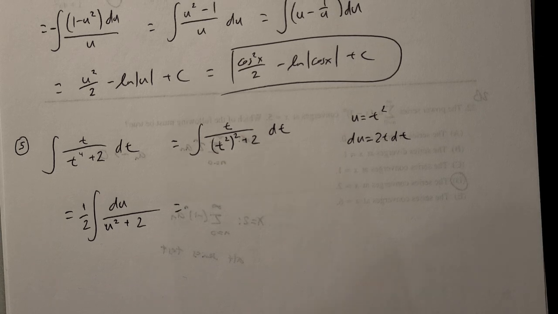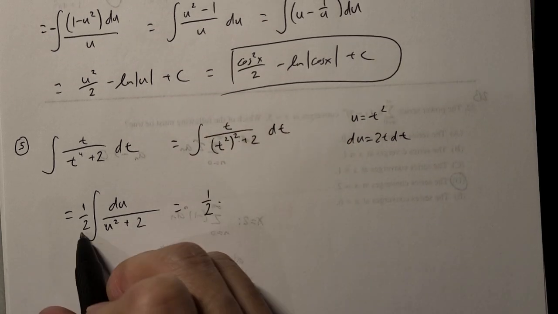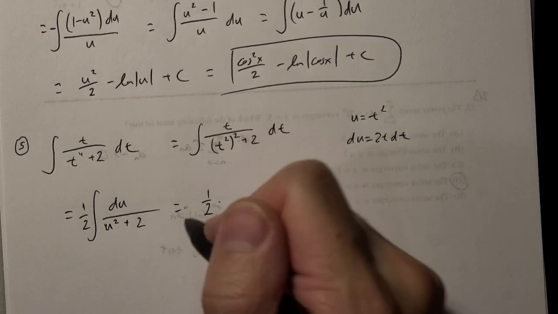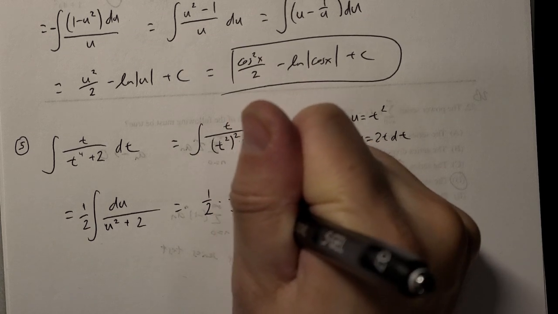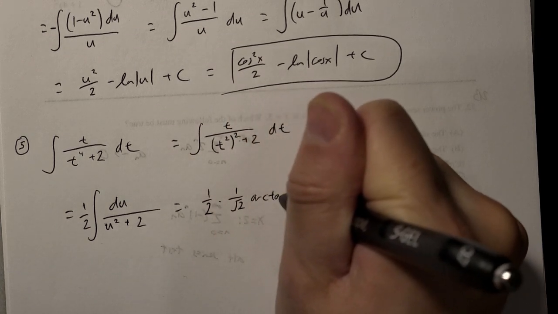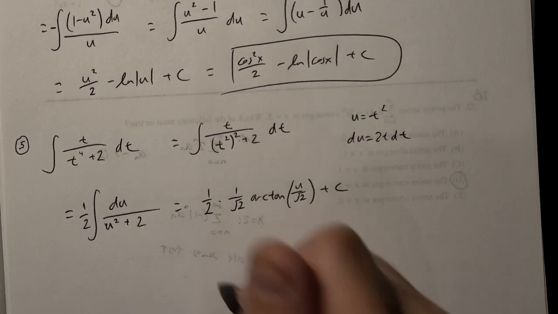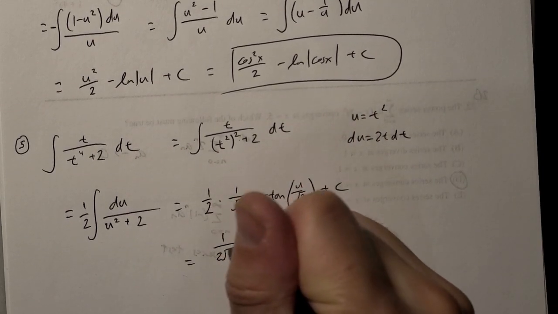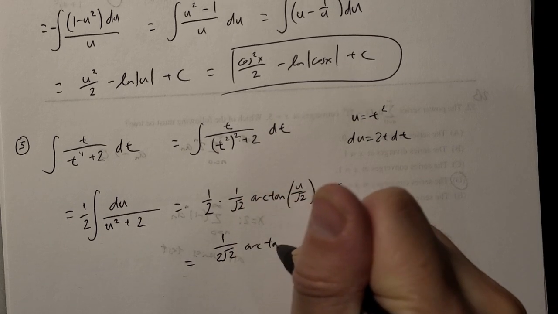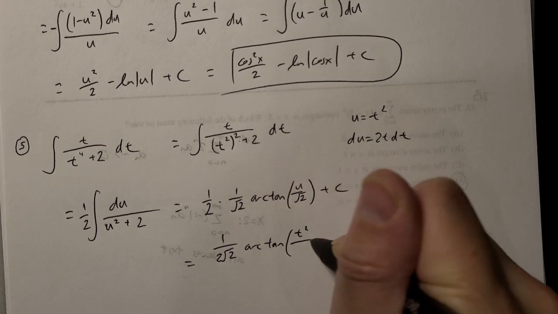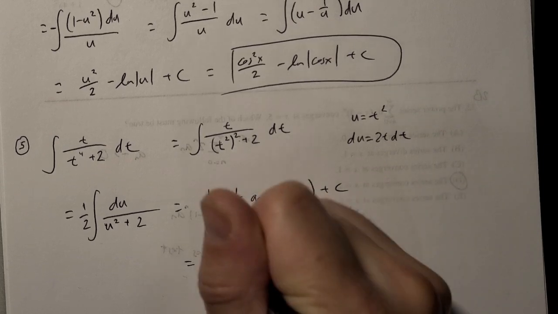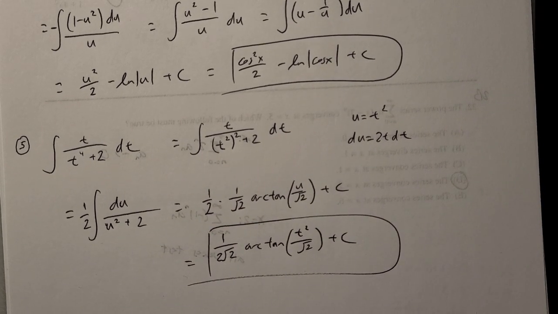This, you should recognize, is arctangent. So this half comes from here, and then we have a 1 over square root 2 arctangent of u over square root 2 plus c. Then we've got to back substitute: 1 over 2 root 2 arctangent of t squared over root 2 plus c. That's my answer here.